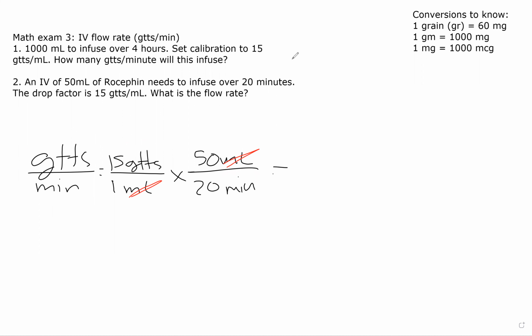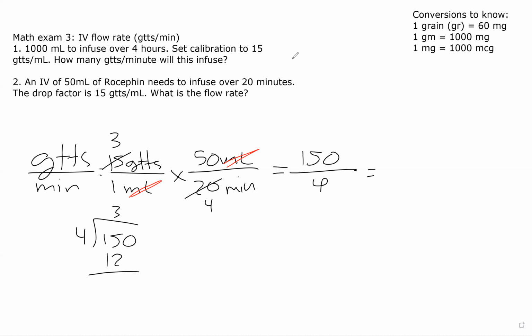So I'll cross multiply. I'm going to divide 20 by 5 and make it 4. 15 divided by 5 and make it 3. 3 times 50 is 150 over 4. We can do that over here. 4 goes into 15 3 times. 3 times 4 is 12. That's 3, drop down the 0. 4 goes into 30 7 times, making it 28. Take away, that's 2. Add a decimal, drop that decimal down. 4 goes into 20 5 times. That's 0.